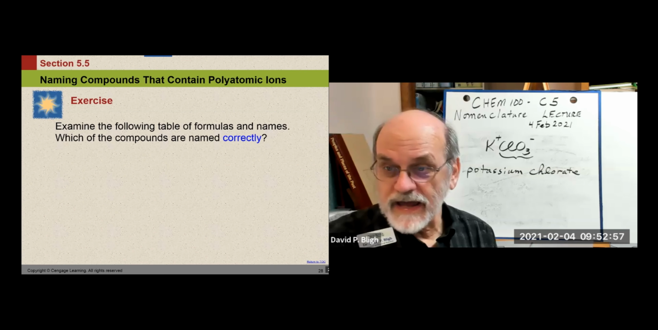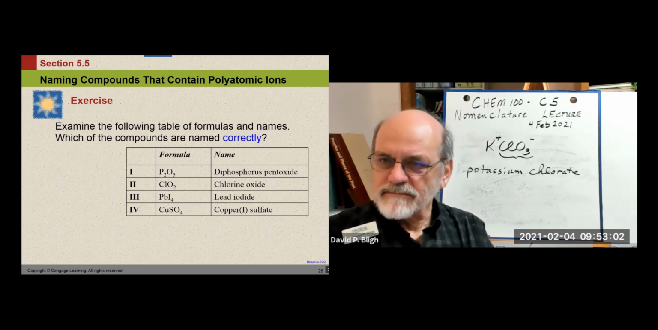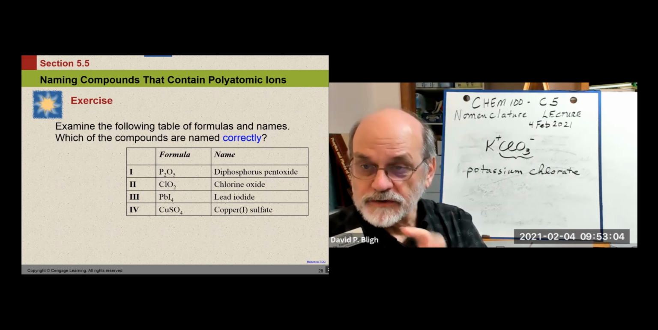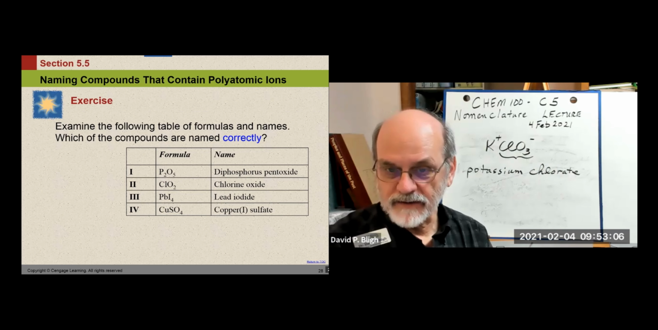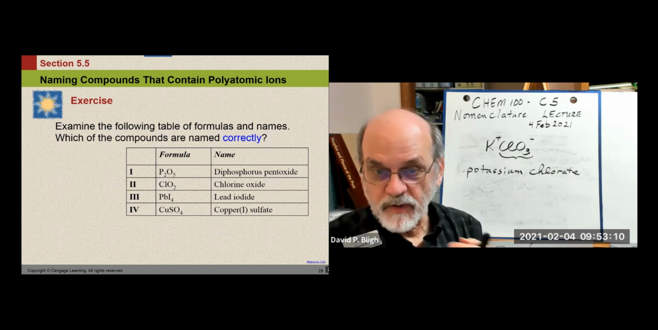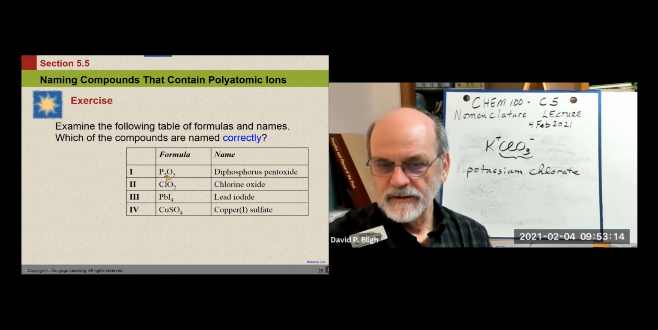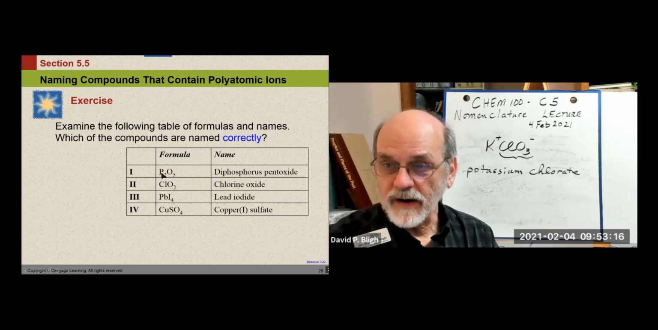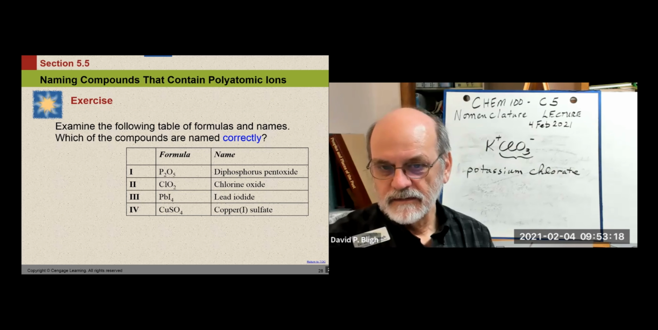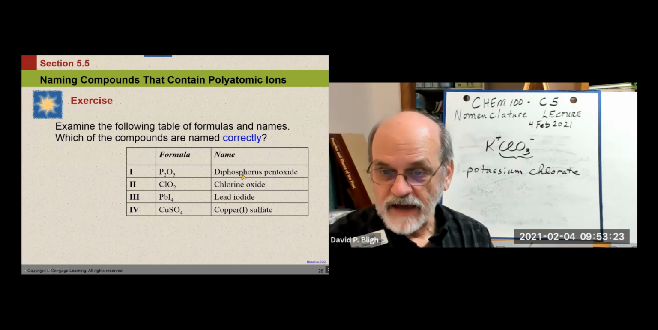Okay, which one of these are named correctly? So we got a mix of type 1, type 2, and type 3 compounds. So we got to know our rules and apply them for the proper names. So the first one, P2O5. P comes from where? It's a nonmetal. Both of these are nonmetals, so we use type 3 convention. Diphosphorus pentoxide is correct.